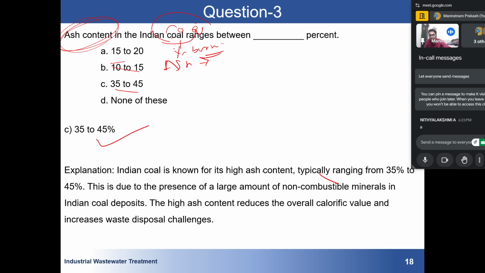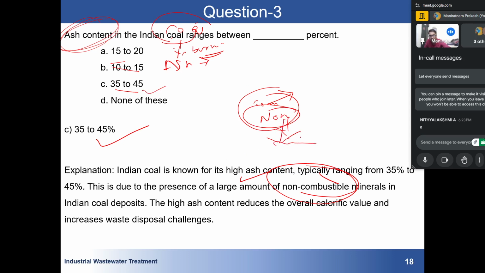Indian coal is known for high ash content, typically ranging from 35% to 40%. This is due to the presence of a large amount of non-combustible material in the coal. So we know there will be a combustible part which we burn out, and there will be a non-combustible part. In Indian coal, this percentage lies between 35 to 40%, and all the non-combustible matter will remain and get converted into ash. So the correct answer is C.